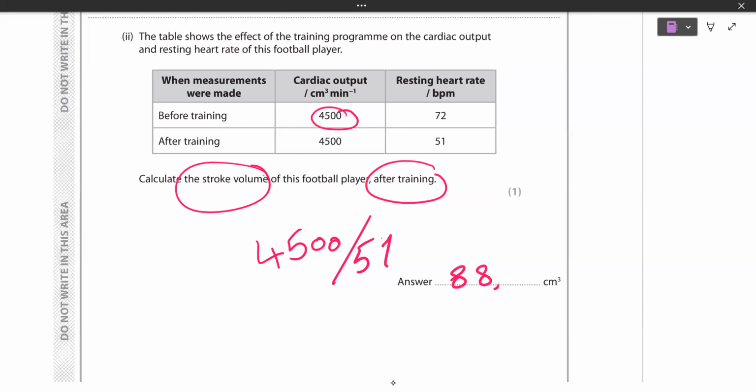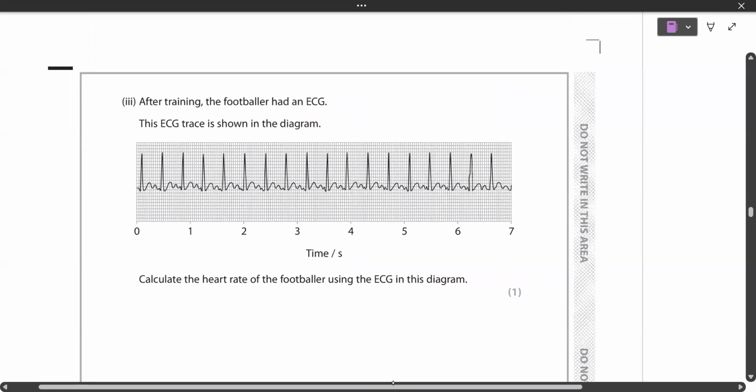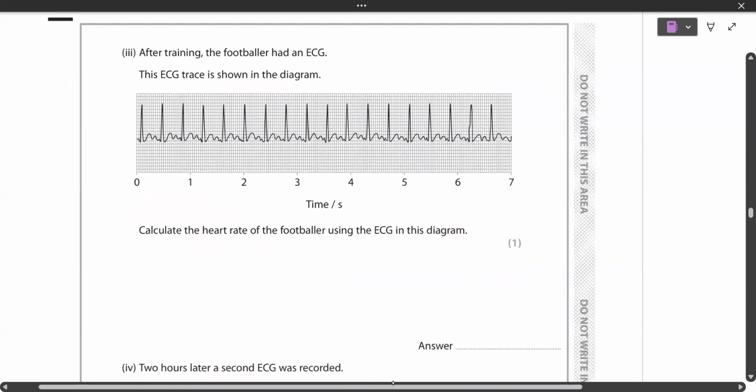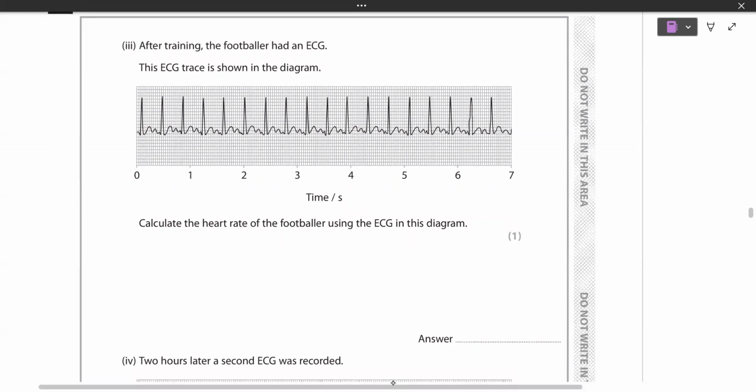هو ما قاليش أي حاجة في ال question عن ال significant figure. ماشي يلا. After training the footballer has an ECG. This ECG trace is shown in the diagram. Calculate the heart rate of the footballer using the ECG in this diagram. ماشي وال question one more.